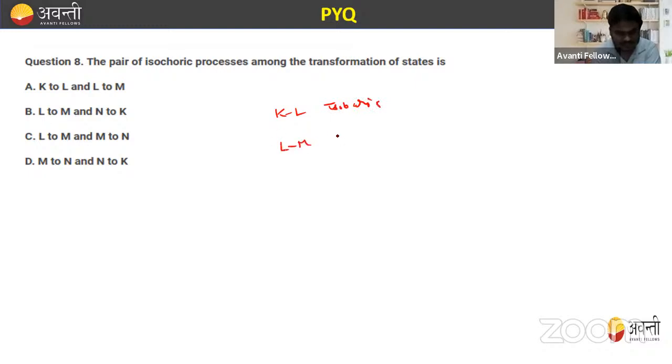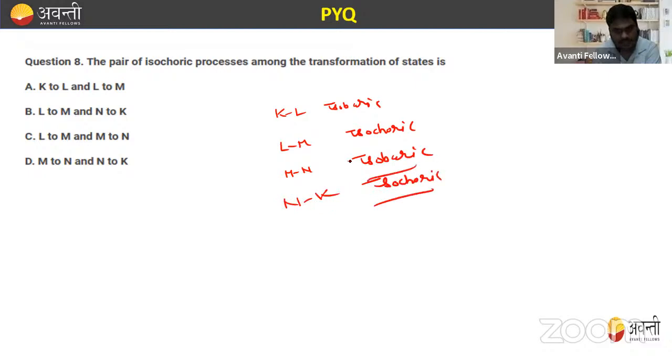Similarly, from L to M, this will be isochoric. And from M to N, again isobaric. N to K, isochoric. So from K to L and N to K is the correct one. So the correct option is B, right? L to M and N to K. During this process, we'll get the isothermal part.